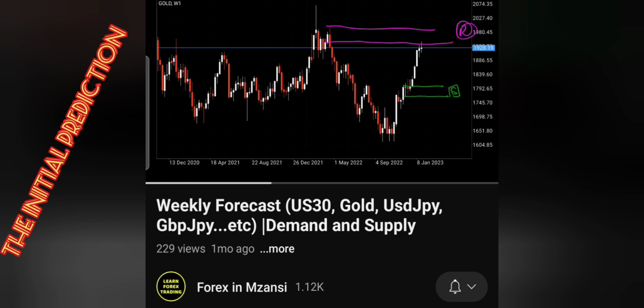So you want to sell, you want to take a pullback, but you must first wait for the price to show you that it wants to pull to the downside. Then when it gives you that, that's when you will sell. So until it gives you that, you cannot sell.